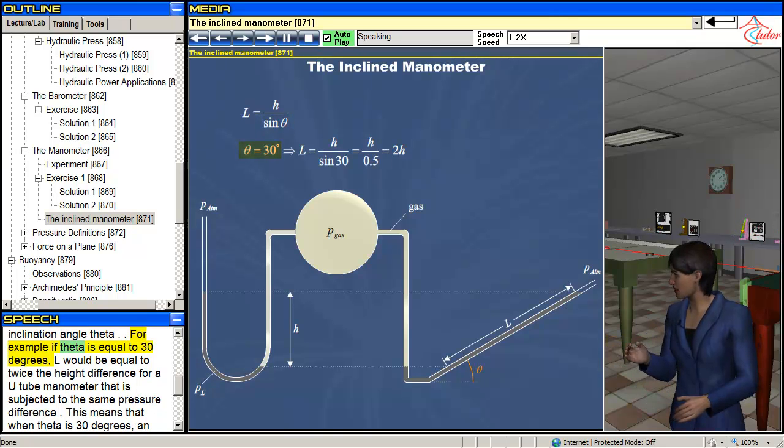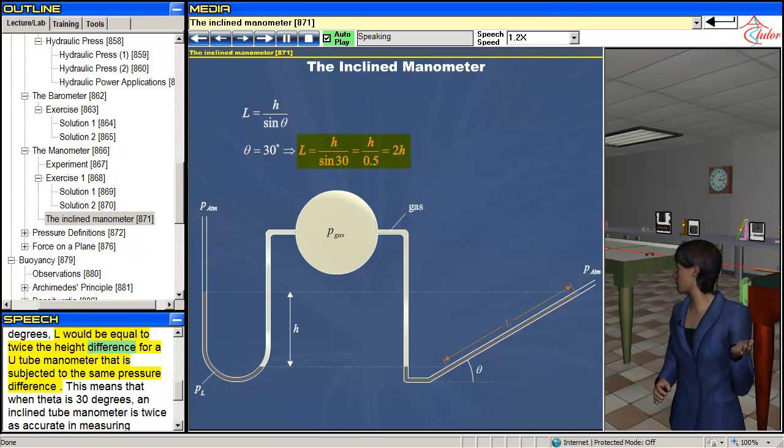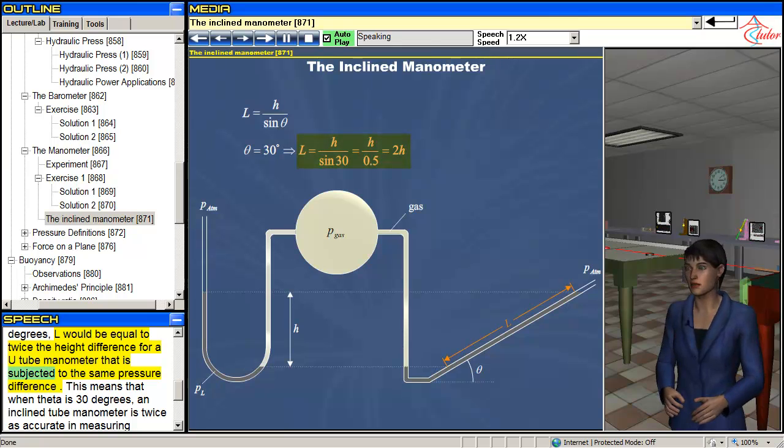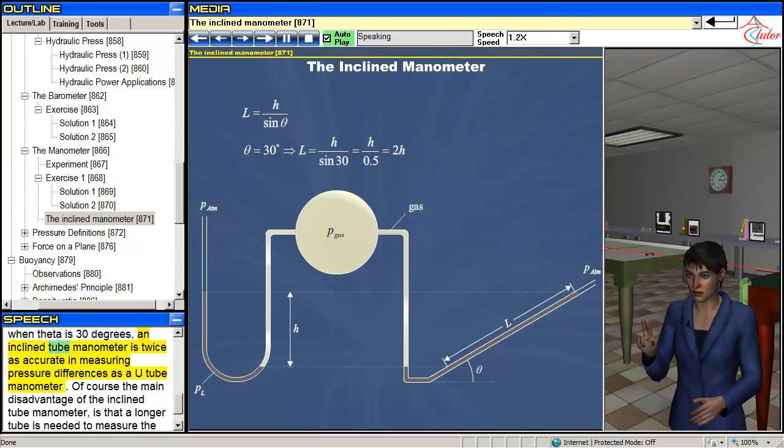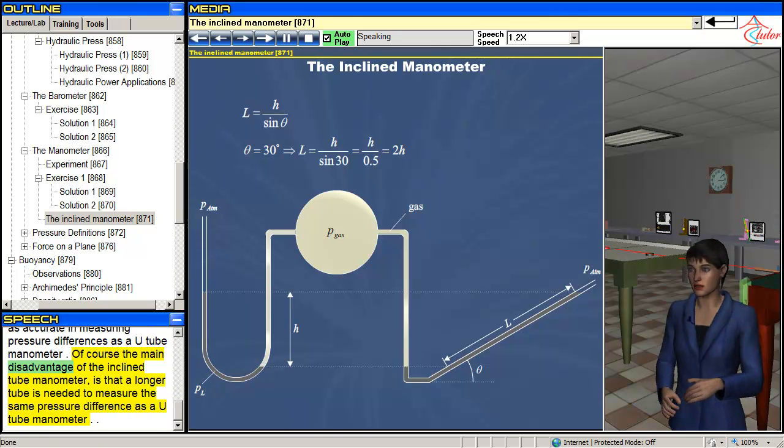For example, if theta is equal to 30 degrees, L would be equal to twice the height difference for a U-tube manometer that is subjected to the same pressure difference. This means that when theta is 30 degrees, an inclined tube manometer is twice as accurate in measuring pressure differences as a U-tube manometer. Of course, the main disadvantage of the inclined tube manometer is that a longer tube is needed to measure the same pressure difference as a U-tube manometer.